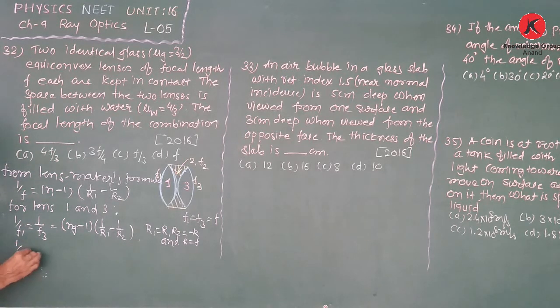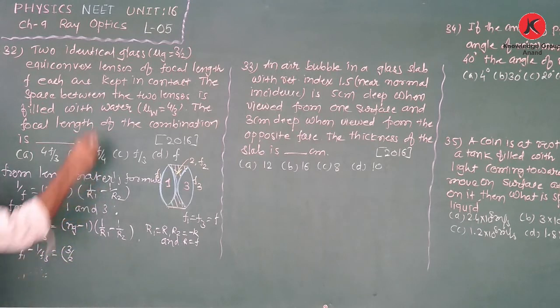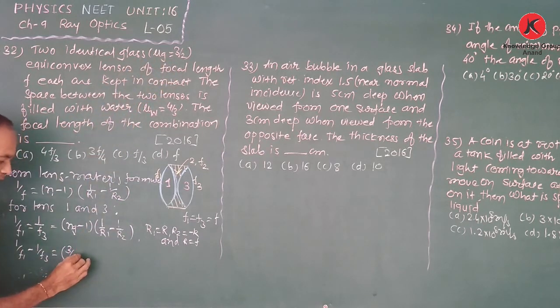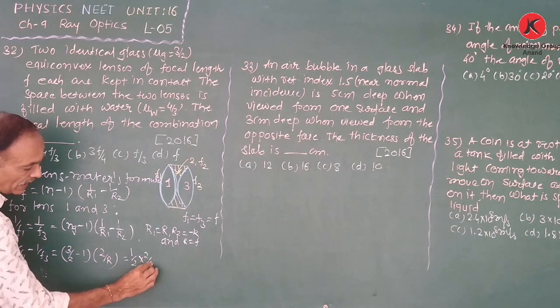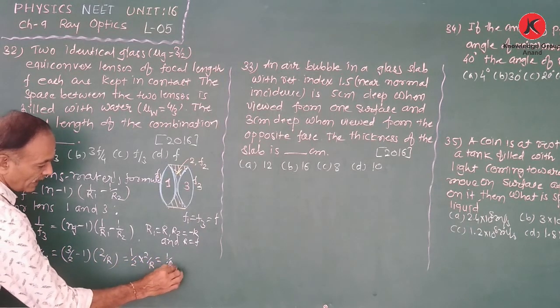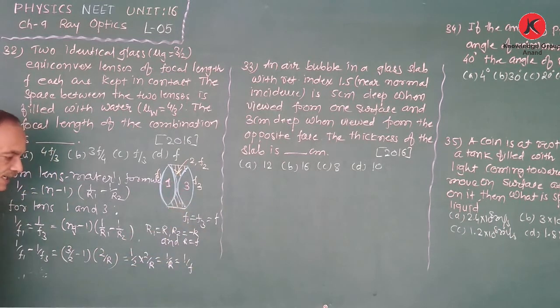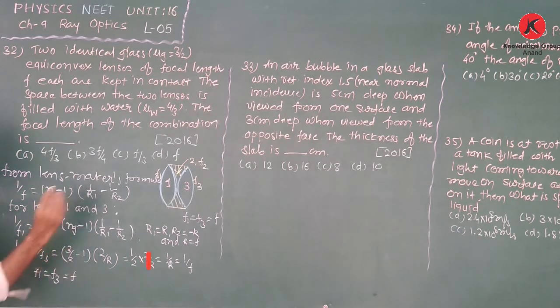Therefore, 1 upon f1 equals 1 upon f3 is equal to (mu g, already given 3/2, minus 1) into 2 by r. 3/2 minus 1 is 1/2, into 2 by r, that means 1 upon r is equal to 1 upon f. Therefore, f1 is equal to f3 is equal to f.